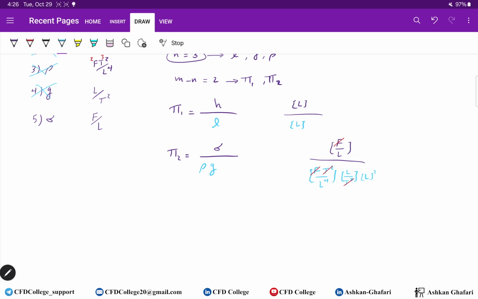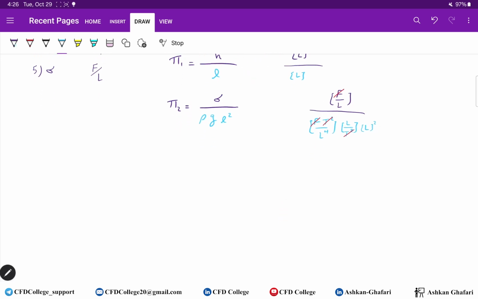Yes. Okay, it means that we need L square here. So we have pi 1 and pi 2. Don't forget, the final answer is pi 1 equals a function of pi 2 or 3 or 4 if you had them, sigma over rho g L square. So this is the final answer.